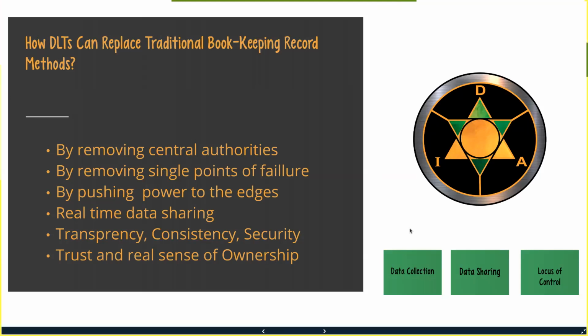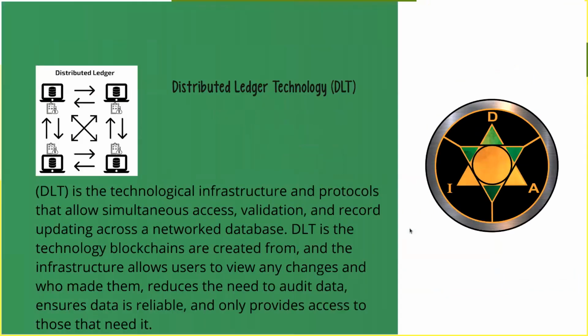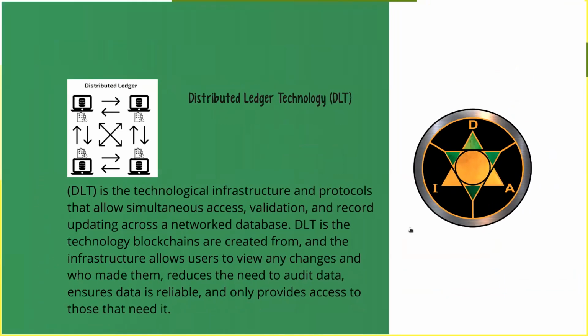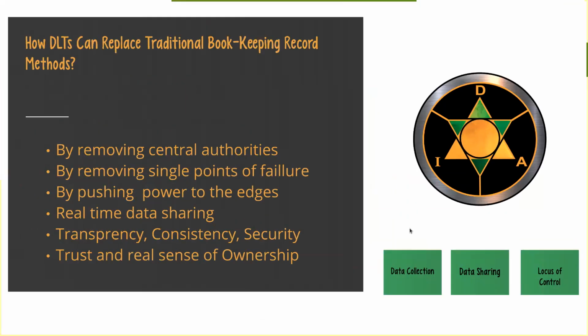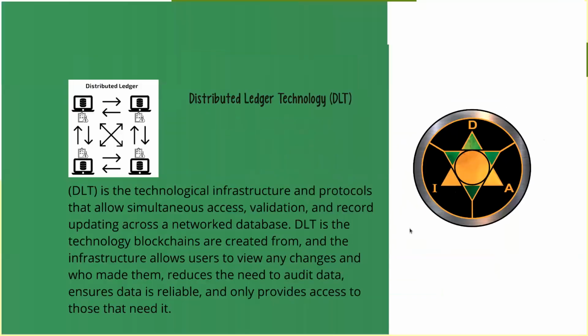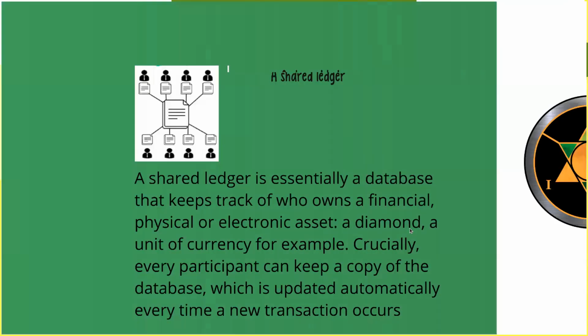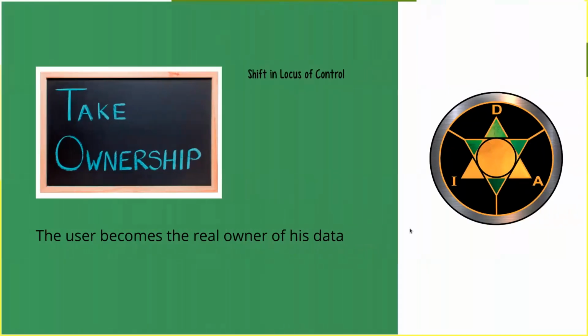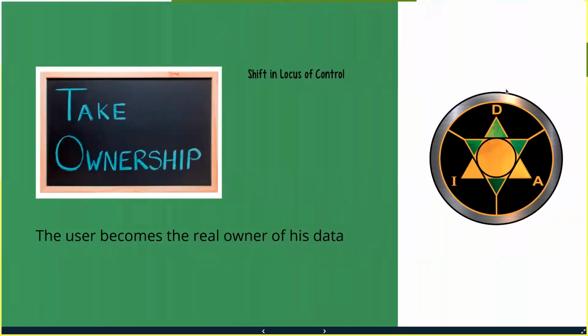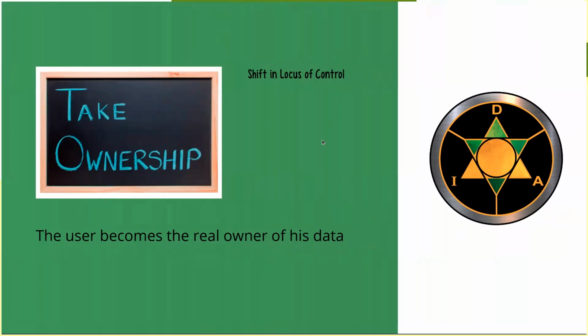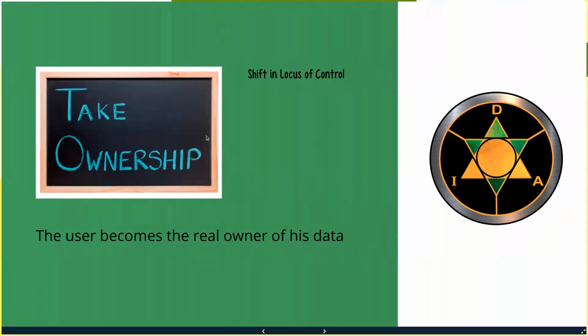So overall, DLT will intervene when it comes to data collection, data sharing, and the locus of control. Because right now the way we function is that we basically have control in the hands of a central authority, and we users produce all that value, all that information, and we don't have very much control over it.